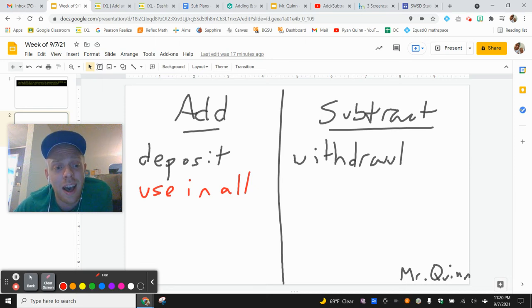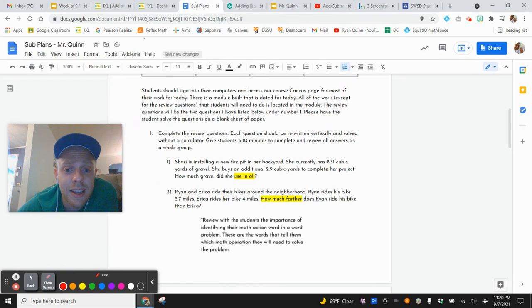In fact, I'm going to count to 10, and I want you to make sure that you have all three of these words written down on your graphic organizer. You've got to be staying with me. And 10. The other word problem that you worked on today included the key phrase, how much farther?